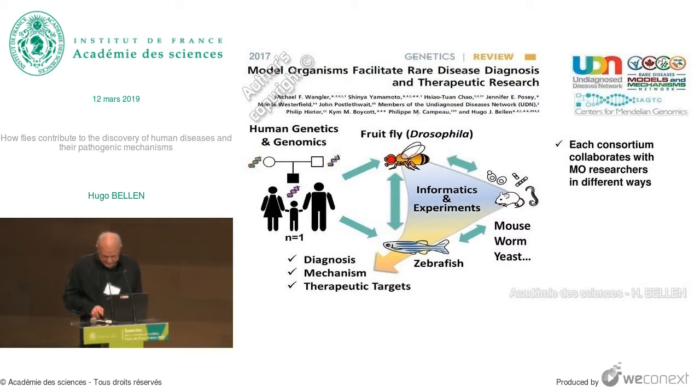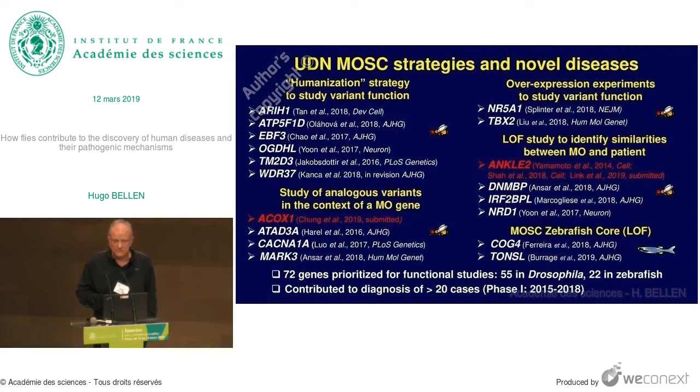This project started about 3 years ago, and we already discovered or participated in the discovery of about 20 human disease genes that are listed here. And we use a variety of approaches in fruit flies to do these studies, and I'm not going to belabor these, but I'm going to give you two examples, one related to this gene here, ACOX1, and one related to ANKO2. And we came to these genes in different ways.